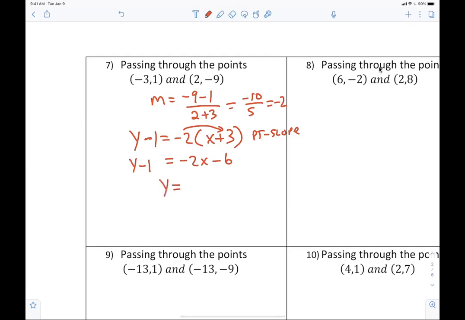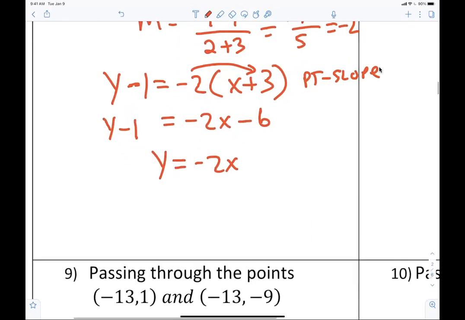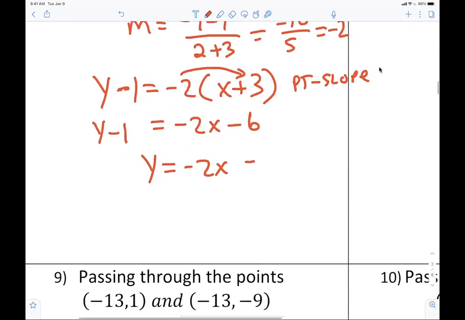Right. So y equals... no, you added 1. Right, -5. Now, Maya, do you agree? Same thing. All right, nothing to it. It's just better to go from point slope to slope intercept.